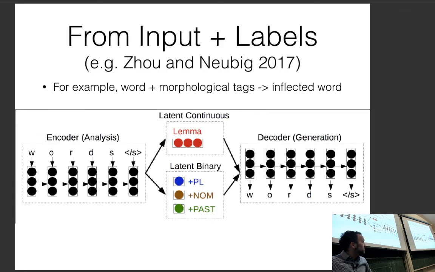Another thing you can do is generate from input and labels. So for example, you take an input and some labels about what kind of conjugation you want for the word, and you generate the conjugated word as the output. This is called morphological reinflection.